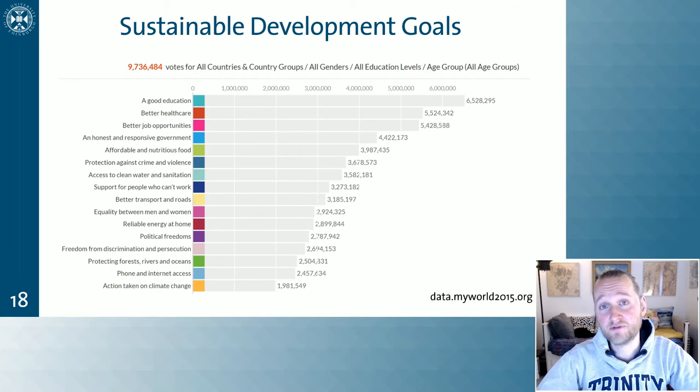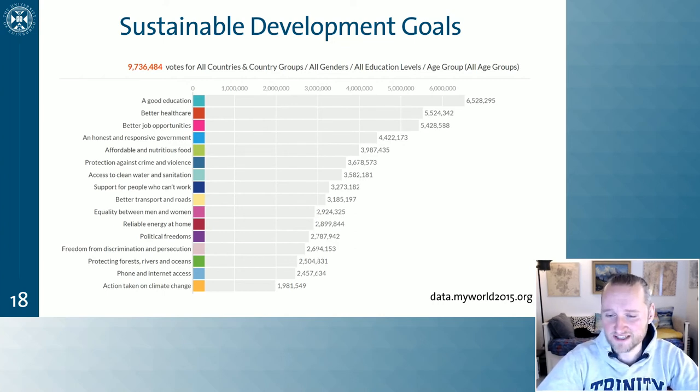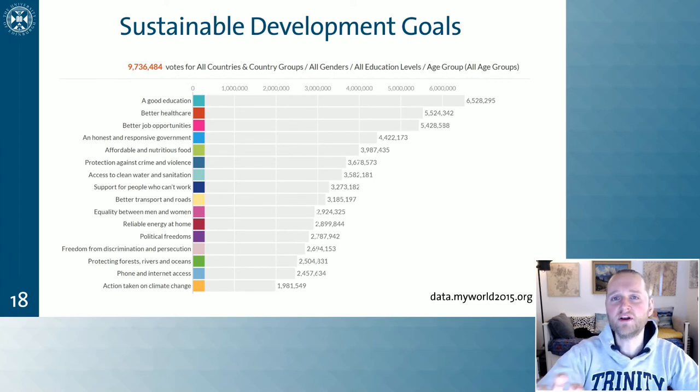Healthcare comes right after, of course, finding jobs. An honest and responsive government is really important, and then we have a couple of other goals. What I found interesting even at the time was that in 2015, you could see that climate change was, as an issue, the lowest one of the ones ranked out of all the ones you could vote on, at least in this particular poll. But that also shows that there's a pretty good degree of agreement around the world as to what is important in sustainable development.